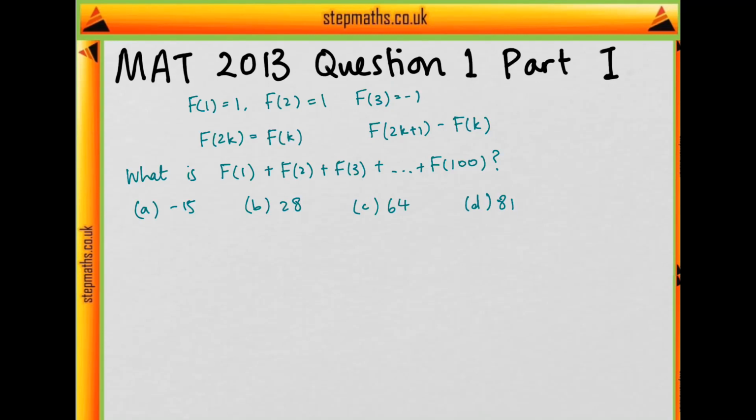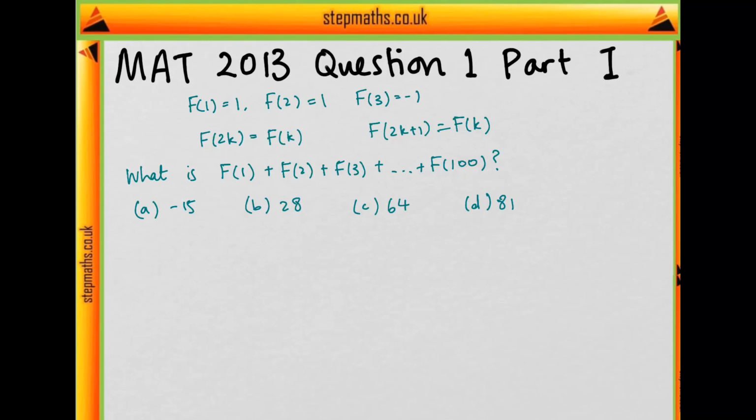Hello, I'm going to go through part I of question 1 on the 2013 math paper. In this question, we have a recursively defined function f. They tell us that f of 1 is 1, f of 2 is 1, and f of 3 is minus 1. And then they define f of 2k is f of k, and also f of 2k plus 1 is equal to f of k. They want us to find f of 1 plus f of 2 all the way up to f of 100.